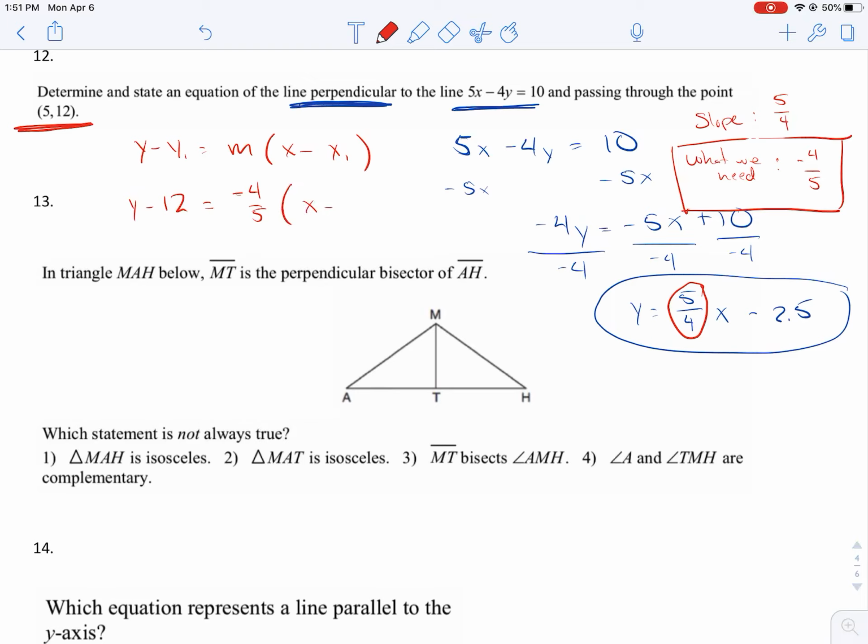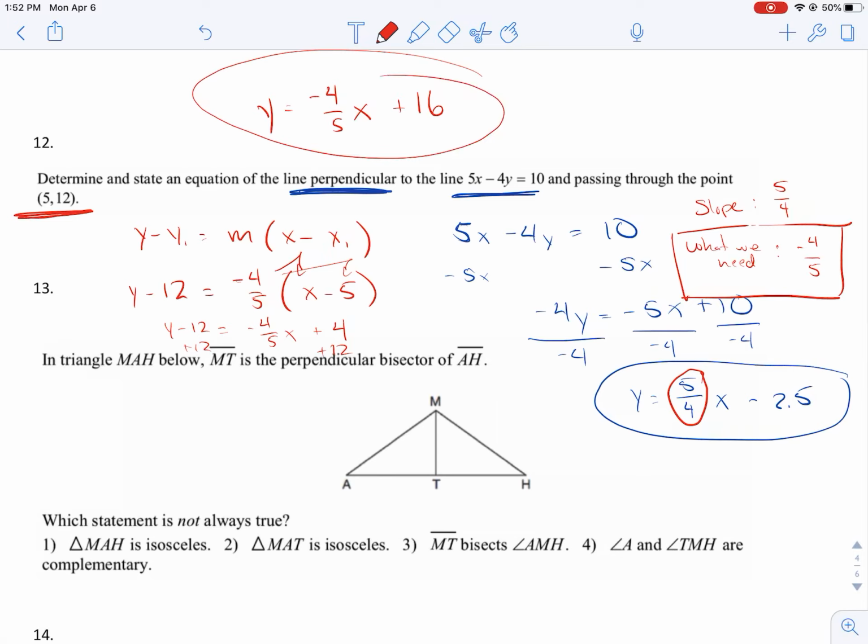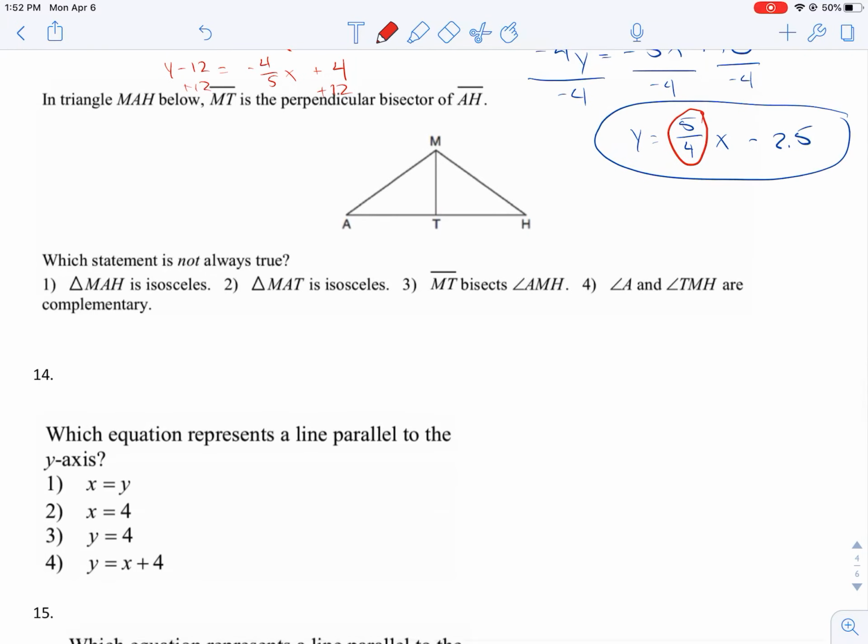So y - y1 = m(x - x1). So we fill in the blanks. y - 12 = -4/5 (x - 5)... plus 4. Add 12 to both sides, and you should end up with an equation. Let me write it up here. y = -4/5 x + 16. Okay? And that's the equation of the line passing through that point, and it's perpendicular to that line right there.